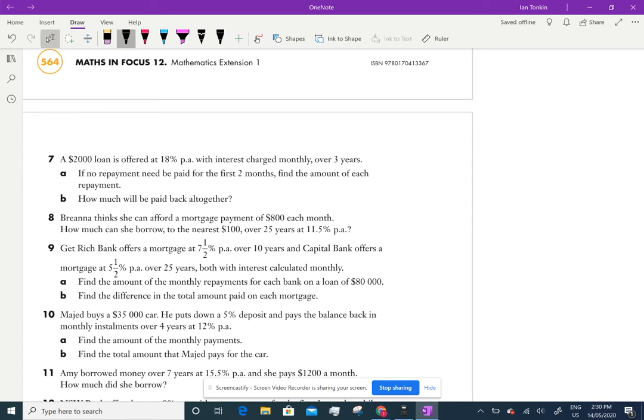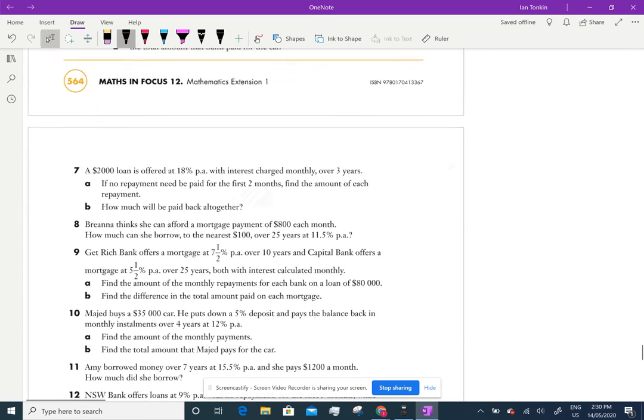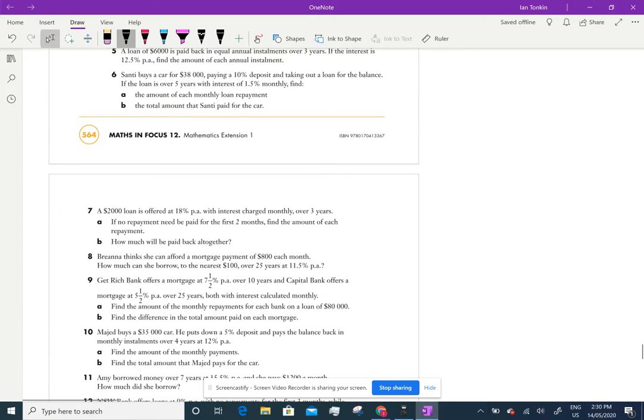It's question 7. A $2,000 loan is offered at 18% per annum with interest charged monthly over 3 years. If no repayment need be paid for the first 2 months, find the amount of each repayment. So this means the first 2 months I don't have to pay anything back. But I've looked at their work solutions because I was a bit worried about this. They say that no interest is being charged. I don't think that would be the case.